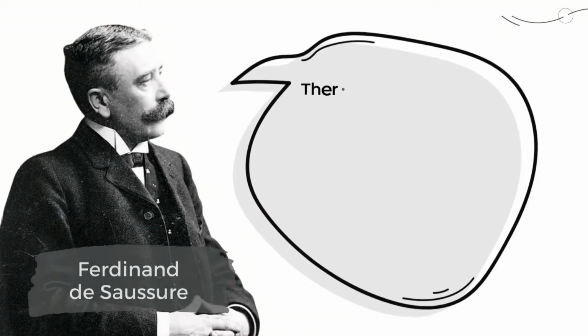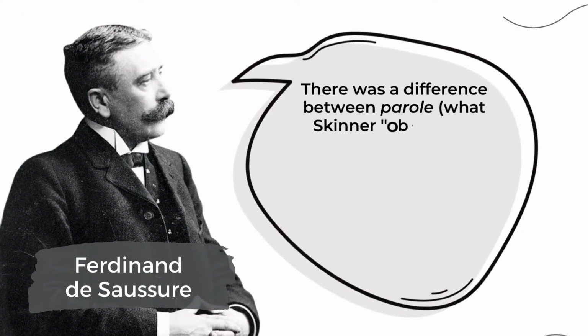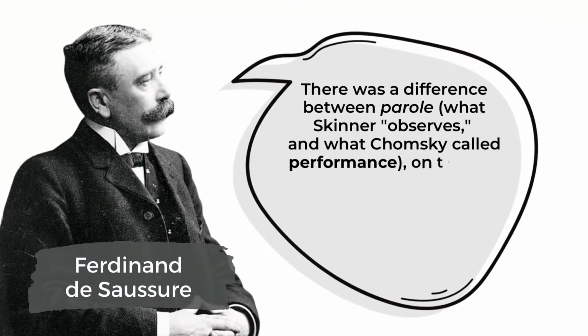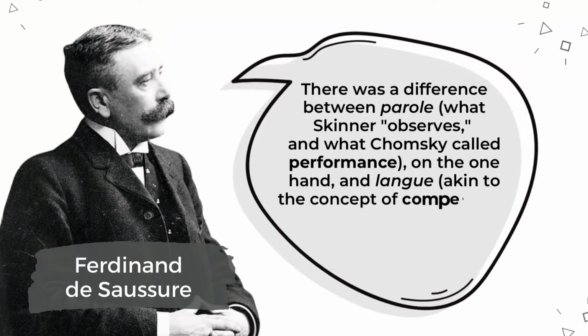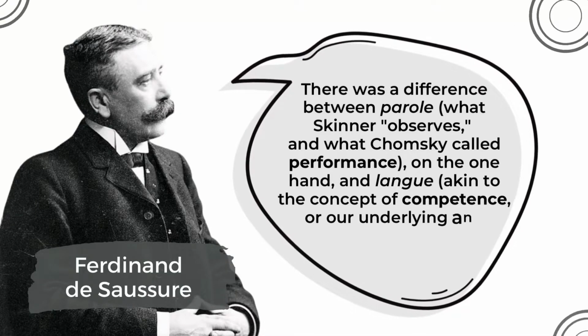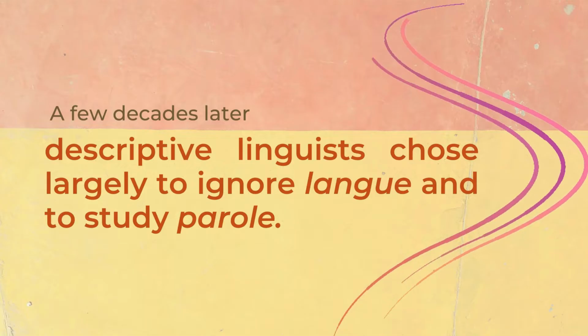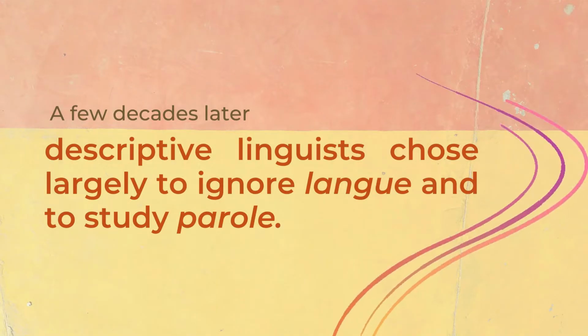In 1916, Ferdinand de Saussure claimed that there was a difference between parole, that is what Skinner observes, and what Chomsky called language performance on the one hand, and langue, that is language competence or our underlying and unobservable language ability. Later, however, descriptive linguists chose largely to ignore langue, or language competence, and to study parole, or language performance.